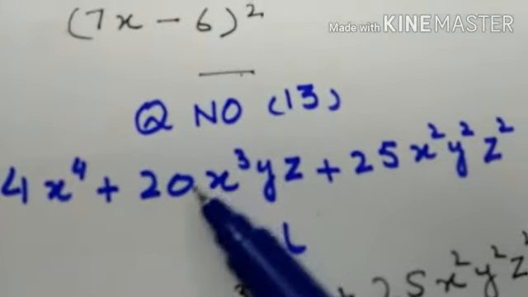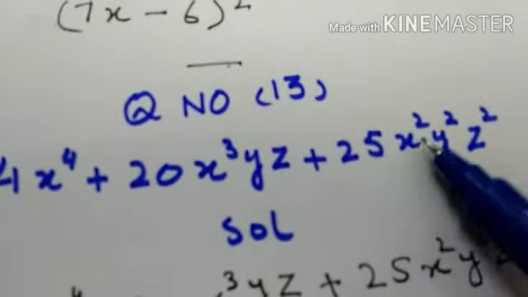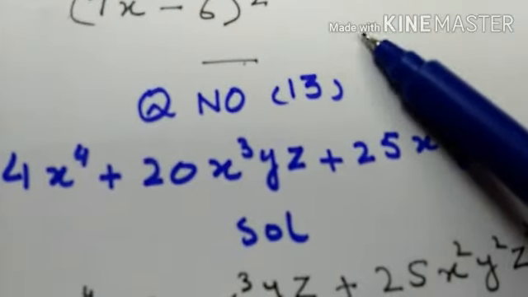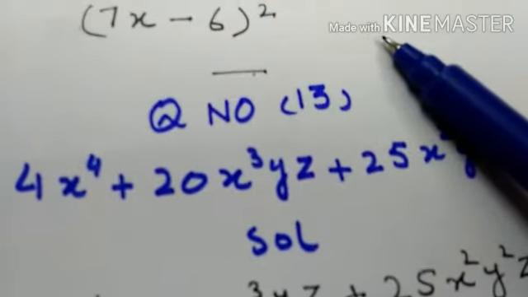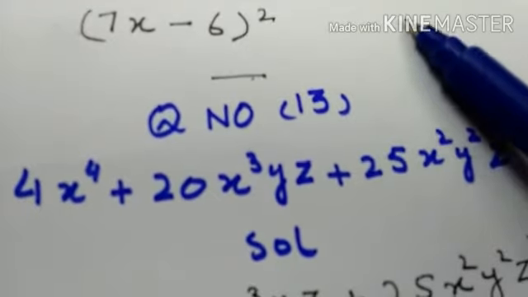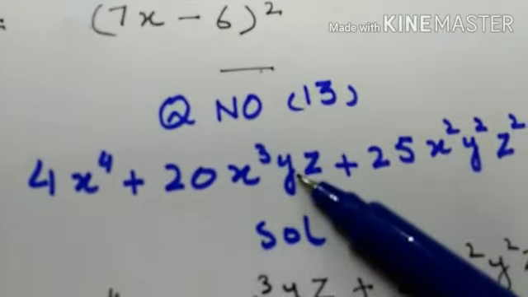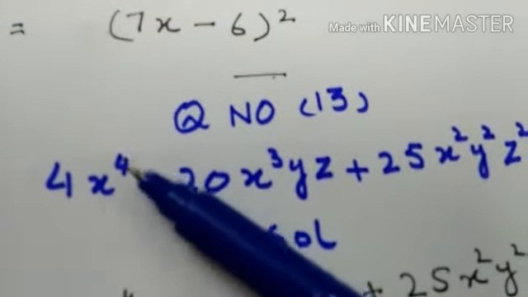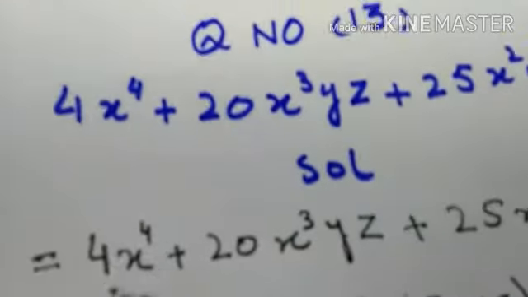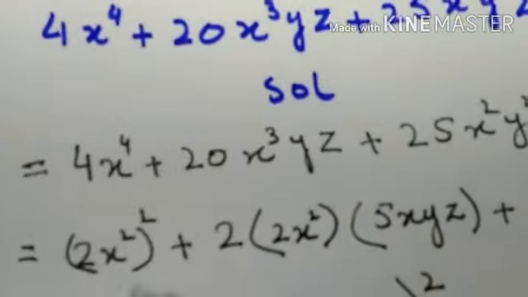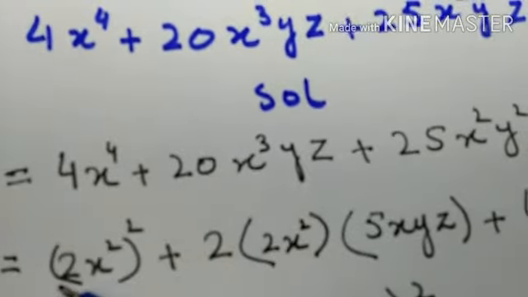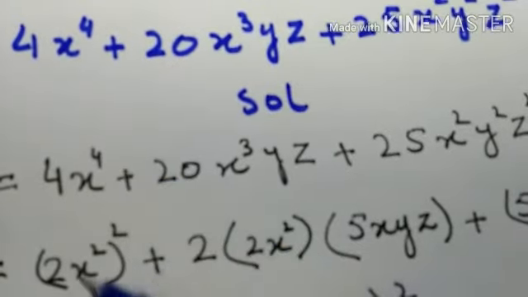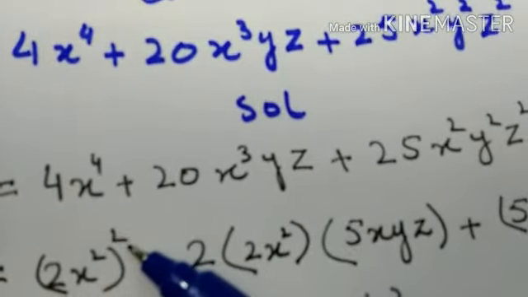4x to the power 4 plus 20x cube yz plus 25x square y square z square. Dears, the previous questions till question number 12 involve the a minus b whole square formula and the a plus b whole square formula. This is also having the same formula, but the powers are more than square. But we will use the same formula. How? Just see. First of all, rewrite the question. Then 4 is the square of 2. x to the power 4 means if you take the square of x square, that is x square whole square. So just write x square, whole square.